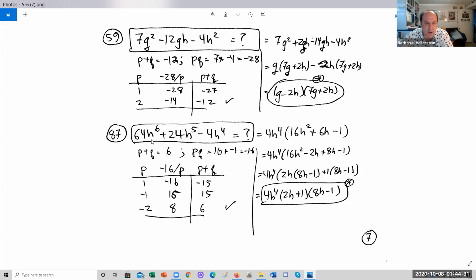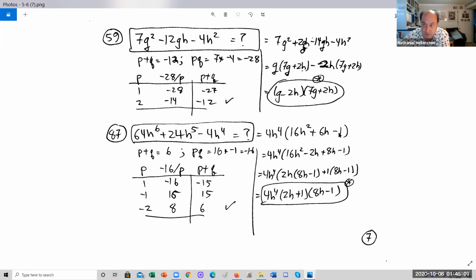Now this one, it's sort of a mess because it's 6th power. 64h to the 6th plus 24h to the 5th minus 4h to the 4th. And what's more, 64, 24, and 4 have common factors. Well, okay. First, we'll pull out common factors. 64, 24, and 4 have a common factor of 4. Here's h to the 6, h to the 5, h to the 4. They have a common factor of h to the 4th. So we remove 4h to the 4th, and we divide these terms by that. You're left with times 16h squared plus 6h minus 1.